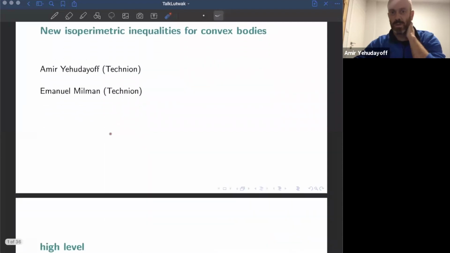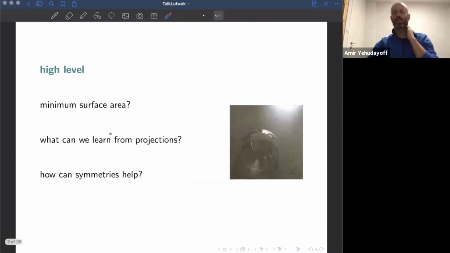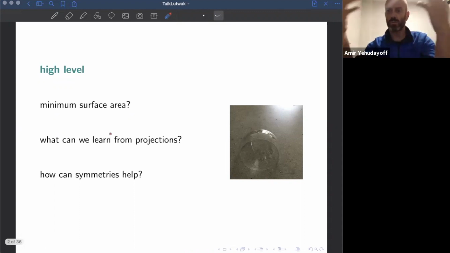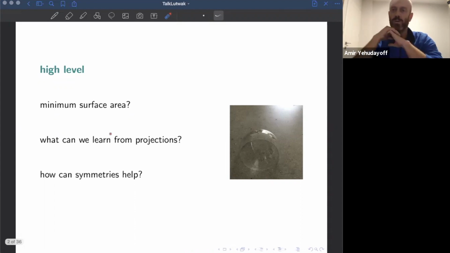So the very high level question or thing we wanted to understand in this context is first isoperimetric questions, which is about the minimum surface area of some body in some geometry when the volume is fixed. So this is one type of question that is related to this talk. Another type of question is if we have a body in high dimension and we see some of its projections to lower dimensions, we see some data of this sort, what can we say about the body? So this is a different type of question that is also related to what I'm going to talk about.